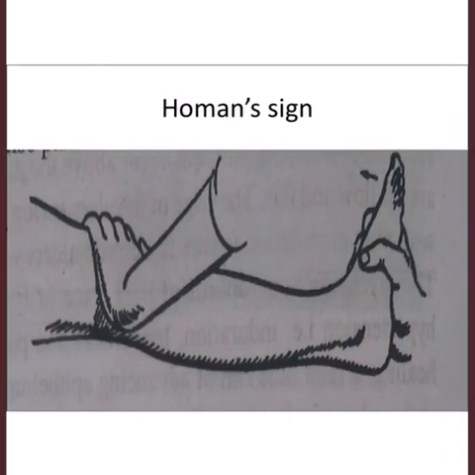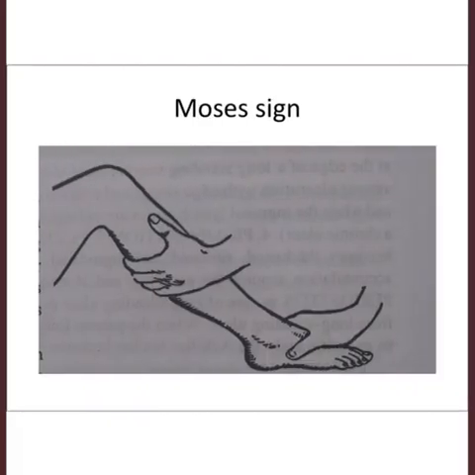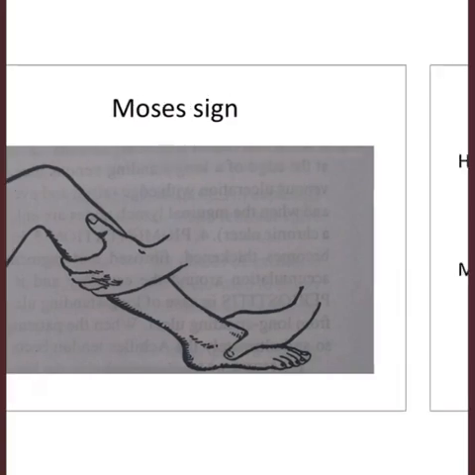There is a sign, the Homan sign. For the Homan sign, you hold the knee in extension and pull the ankle upward. This stretches the calf muscles, and if it causes pain, it is positive. Second is the Moses sign. You squeeze the calf muscle. If it causes pain, then it's a positive sign.